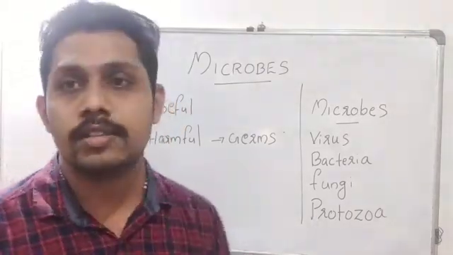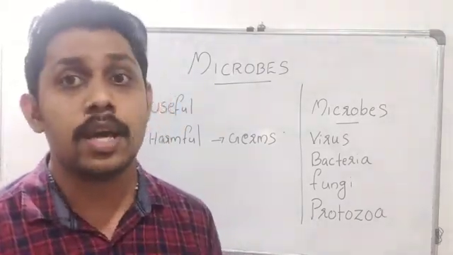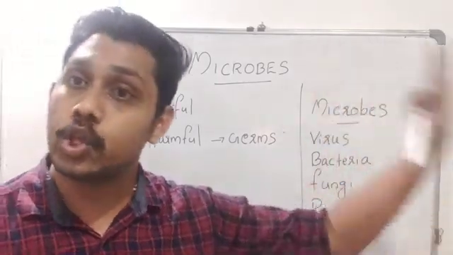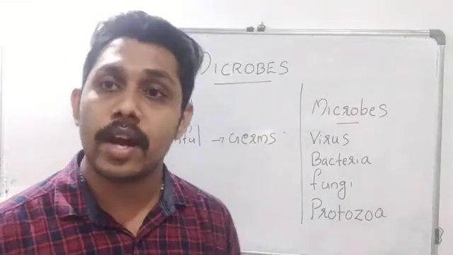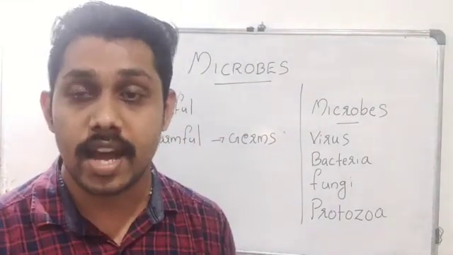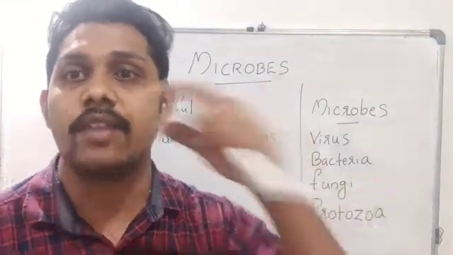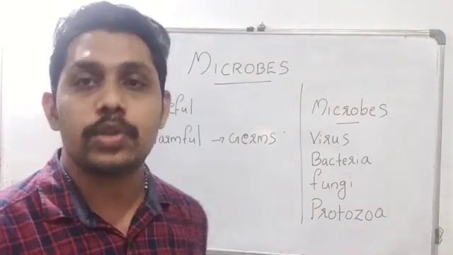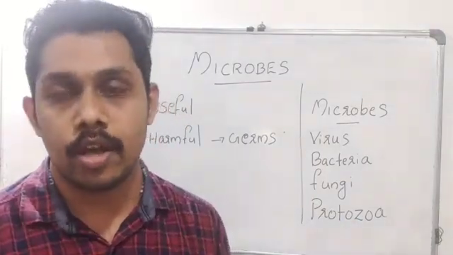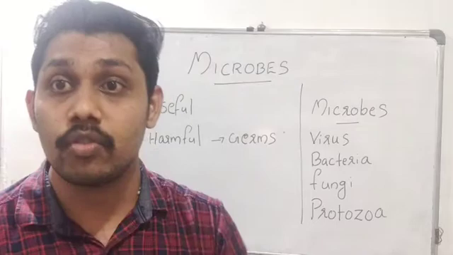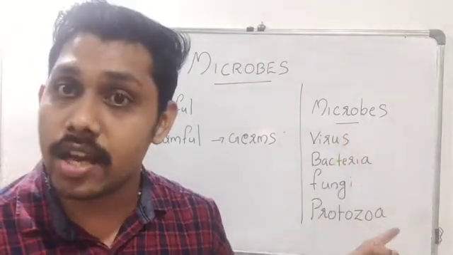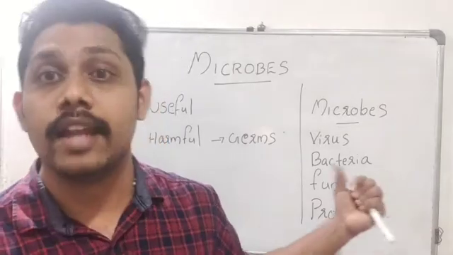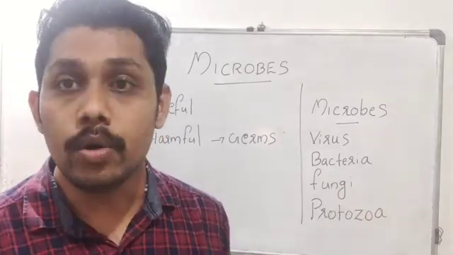The second one is bacteria. Bacteria are both useful and also harmful. Next is fungi, F-U-N-G-I, fungi. And then the fourth one is protozoa. So these are the four types of microbes. They are virus, bacteria, fungi, and the last one is protozoa.